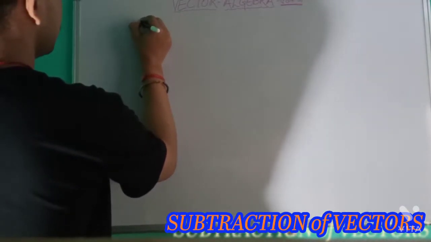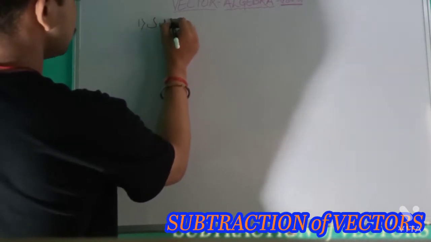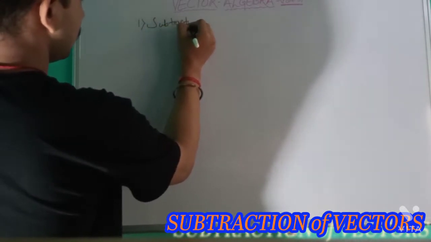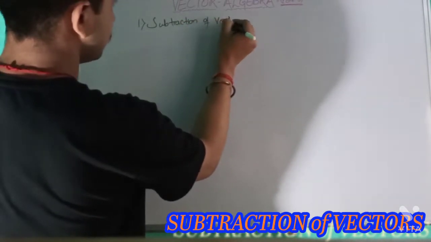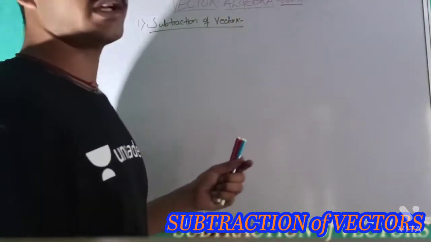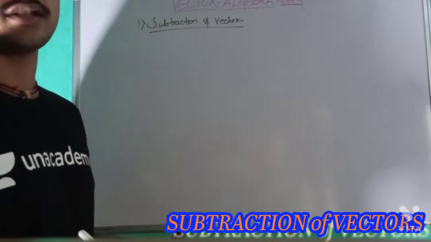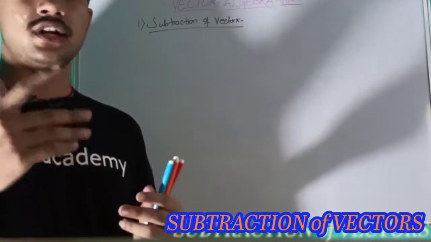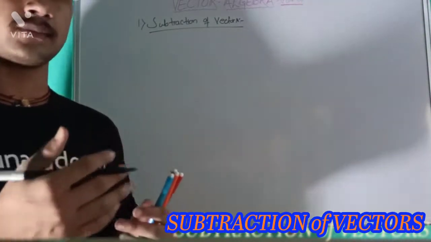Subtraction of vectors, let's write the name of it. Actually, what is subtraction of vectors? As the name suggests, in subtraction of vectors we have two vectors and one vector will be subtracted from the other vector.